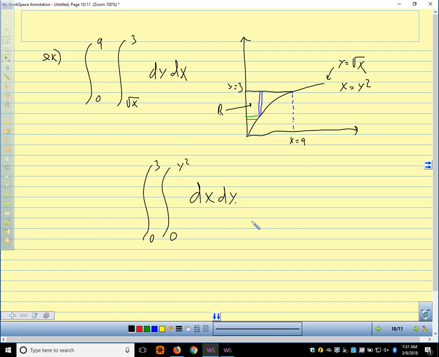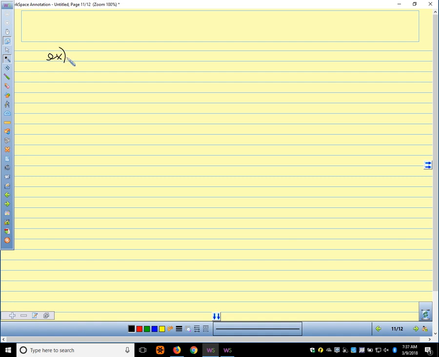We would get the same answer, either one we evaluated. But notice that we just didn't turn things around. We had to re-find our limits of integration. All right, questions there? All right, last example.